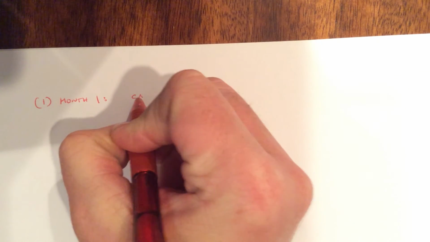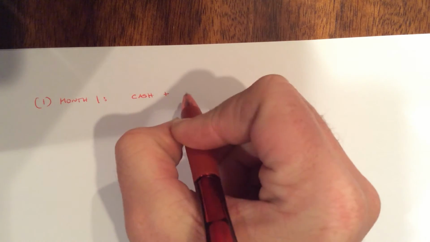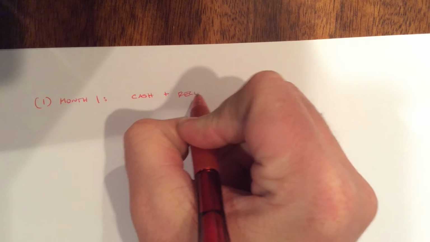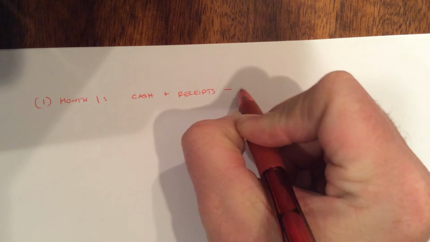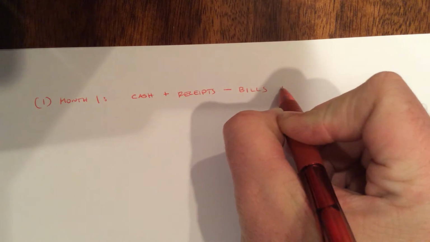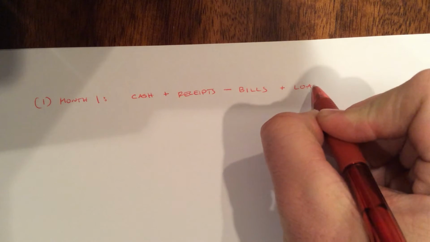So in the problem, let's start with month 1. In month 1, we have cash on hand. We have $100,000. We have cash receipts, which are the sales that we made of our ski apparel. We have bills, and we can also take out money. All right, so in month 1, what we want is our cash on hand plus our receipts, or our sales, minus our bills, plus the amount of loans that we get.